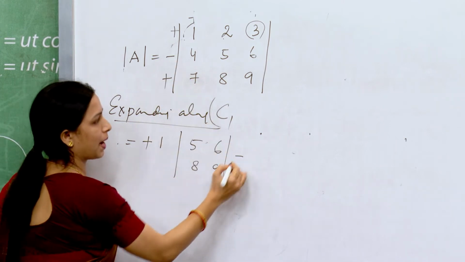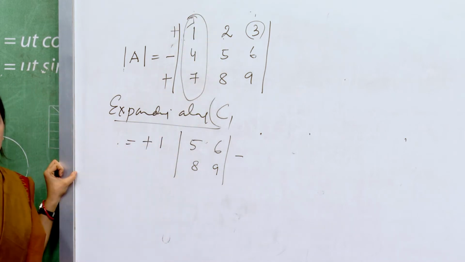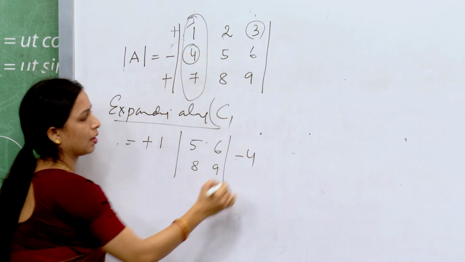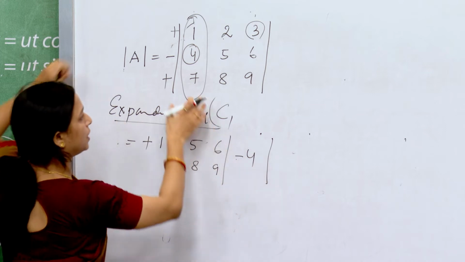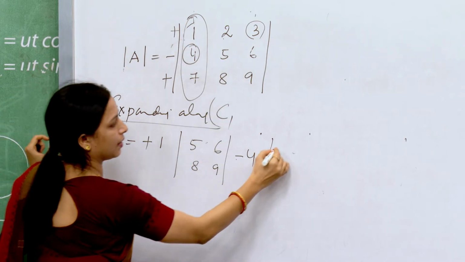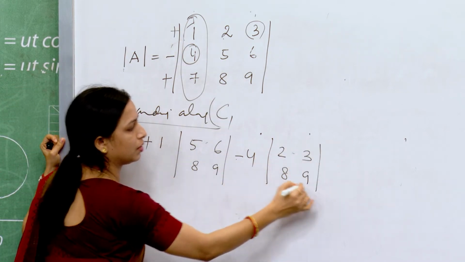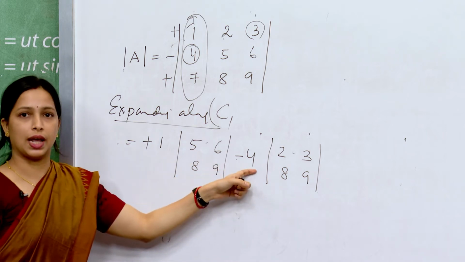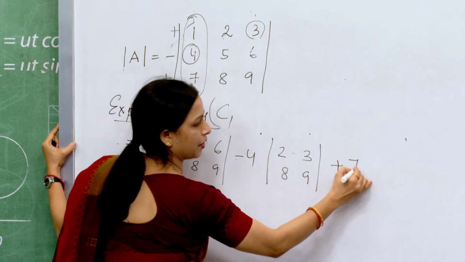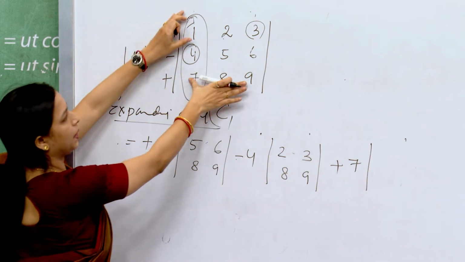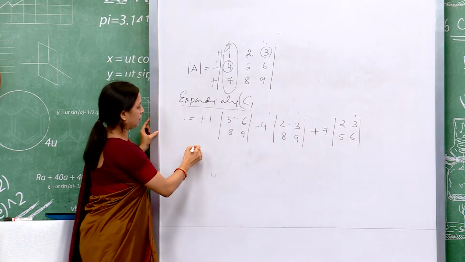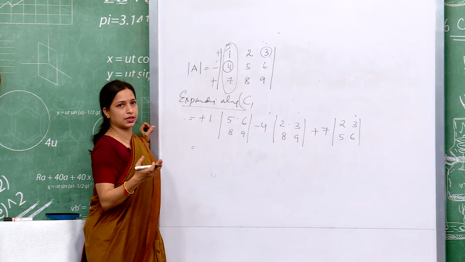Similarly, positional sign minus, so we are expanding along column 1, remember. So minus sign, positional sign, element is 4. Now what is the second order determinant that we get? We delete the row and the column in which it lies. So what are the resultant? 2, 3, 8, 9. So 2, 3, 8, 9 is the second order determinant that we get by taking into consideration element 4. Last one, positional sign is plus and element is 7. Same second order determinant will be 2, 3, 5, 6, right?